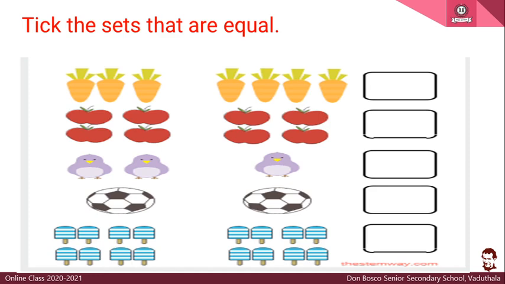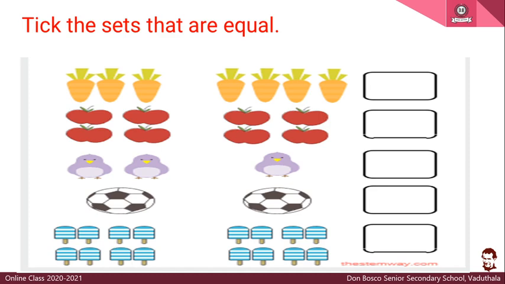Yes, very good. Then next you can see 2 birds and in the second picture only 1. Are they equal? No. Can we tick that one? No, because they are not the same number. And what about the footballs? Count yourself. Can we tick? Yes, both are 1. So we can tick. And the number of ice creams you want to do yourself. Can you tell me how many ice creams are there?